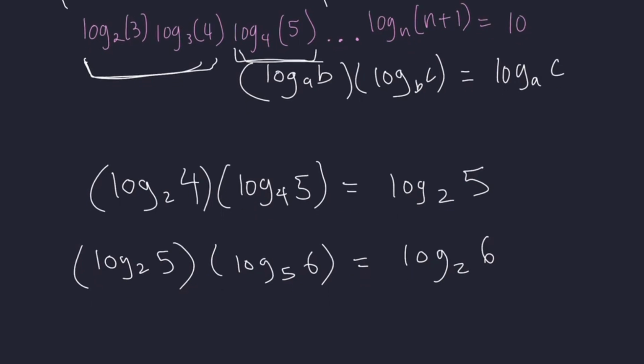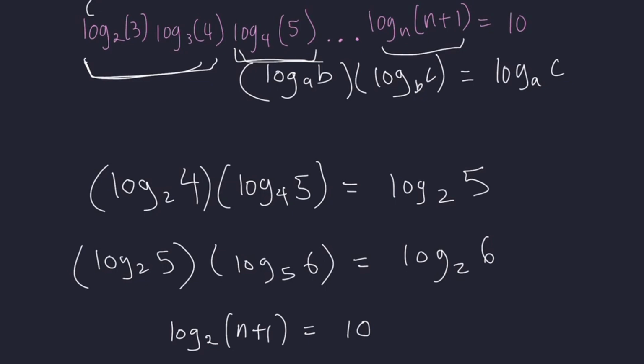So now that we know that, we can just generalize for log base n of n plus 1. Let's say we multiplied everything all the way up to here. Well, based off of our observation earlier, we should have log base 2, right? And inside here, we're going to have n plus 1. And this all equals 10.